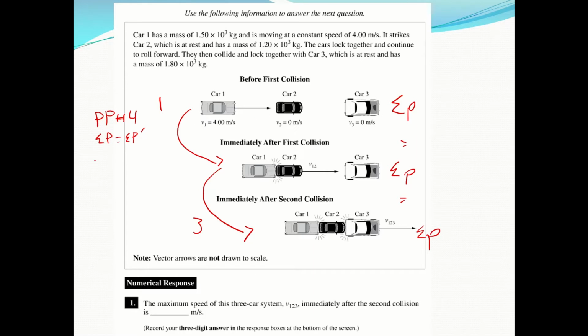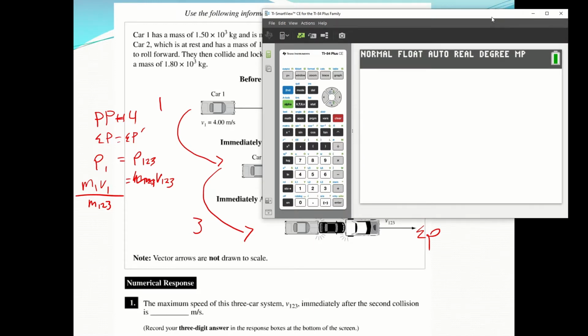before we just have the momentum of car 1, and then after we have the momentum of 1, 2, and 3. So this is M1 V1, and this is M123 V123. If we want to find the speed V123, then we just have to do that. So I'll plug that into the calculator.